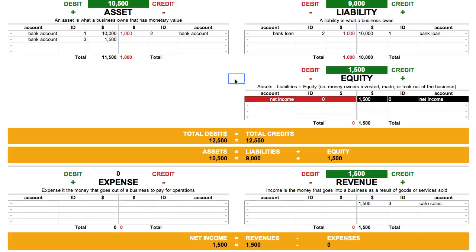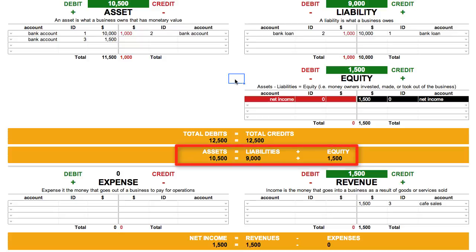Now let's verify this entry. If we did everything correctly, our revenue will have increased by $1,500, as well as our assets. And yes, we now have more assets. It increased from $9,000 to $10,500, and we also have more revenue, which increased from $0 to $1,500. But there's also something else that happened.